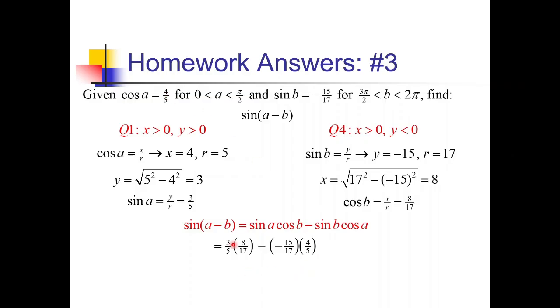Multiplying things out, we've got 24 over 85, and this is going to be a positive here, positive 60 over 85, which I'm not going to reduce because I need to combine like terms. So we've got 84 over 85, and that's as good as it gets.